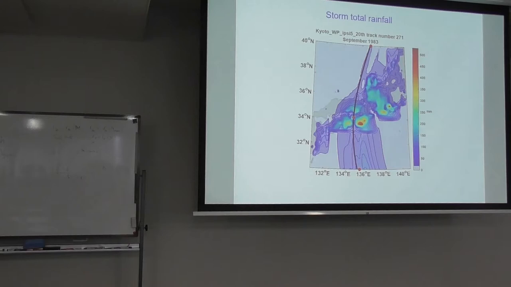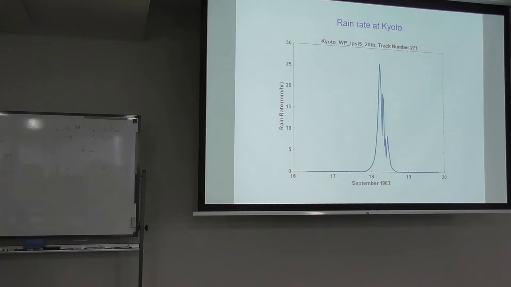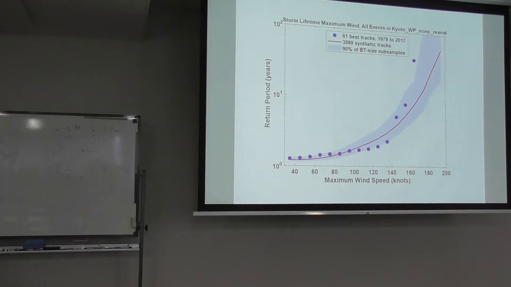This is the rain rate at Kyoto from this one event over time. So we reach a peak rain of about 25 millimeters per hour. Now if we look at all those events, for storms downscaled from a particular reanalysis, the NCAR, NCEP reanalysis over the period 1979 to 2017, what you see on this curve from this model is the red is the mean return period. It's actually the return period based on the mean frequencies deduced from these four reanalysis products.